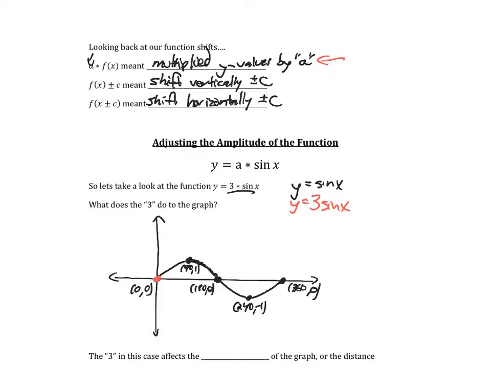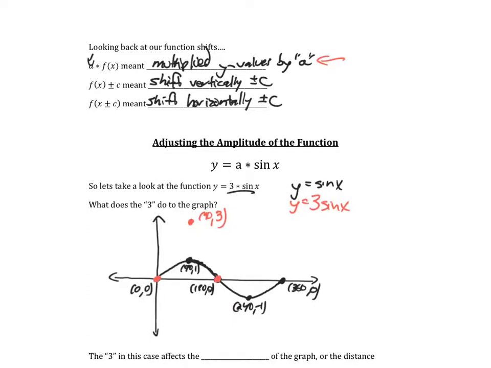(90, 1), multiply that y value by 3, and I'm going to get (90, 3) now. So that point's (90, 3). (180, 0), multiply 0 by 3, you still get the same point.